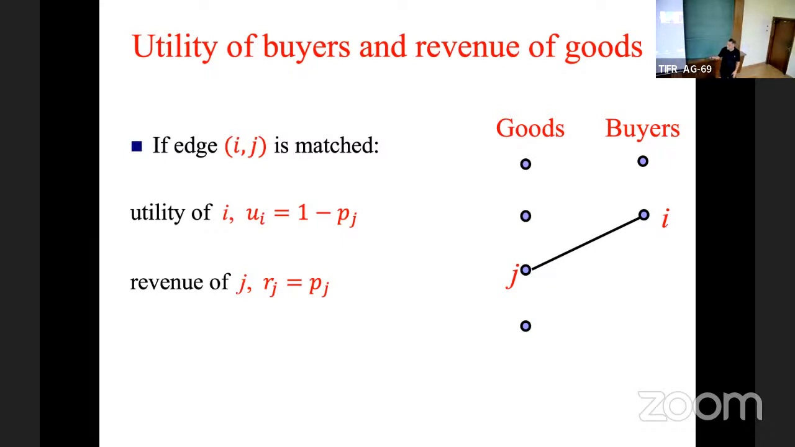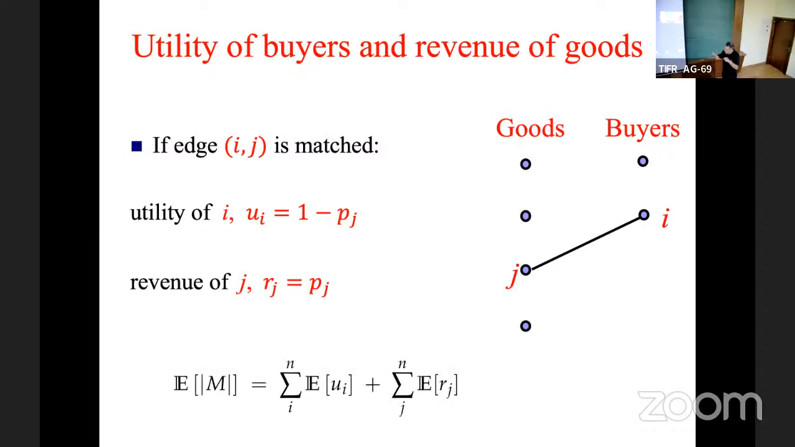So these are two random variables. Oh, I've defined now 3 random variables, pj, ui, and rj. Of course, if i remained unmatched, the utility is 0. If j remained unmatched, the revenue is 0. If j is matched, the revenue is pj. And if i got matched, then her utility is 1 minus pj, depending on where she got matched. So very straightforward, 3 random variables.